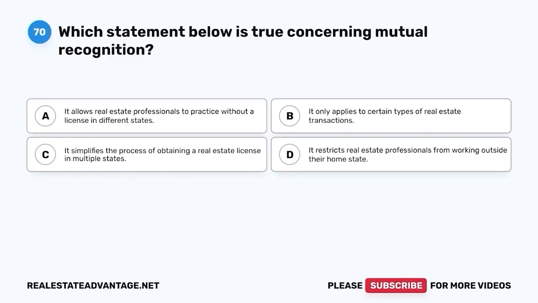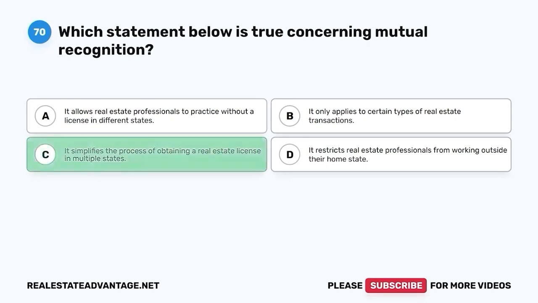Question 70. Which statement below is true concerning mutual recognition? A. It allows real estate professionals to practice without a license in different states. B. It only applies to certain types of real estate transactions. C. It simplifies the process of obtaining a real estate license in multiple states. D. It restricts real estate professionals from working outside their home state.